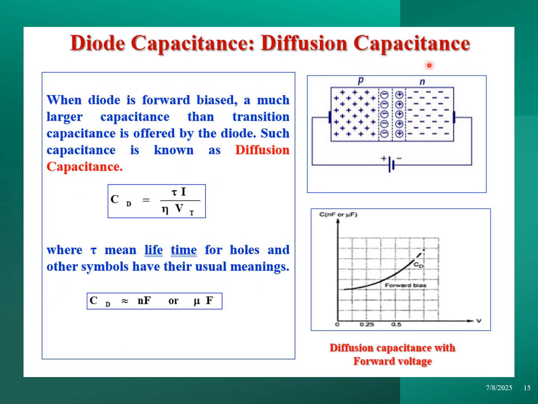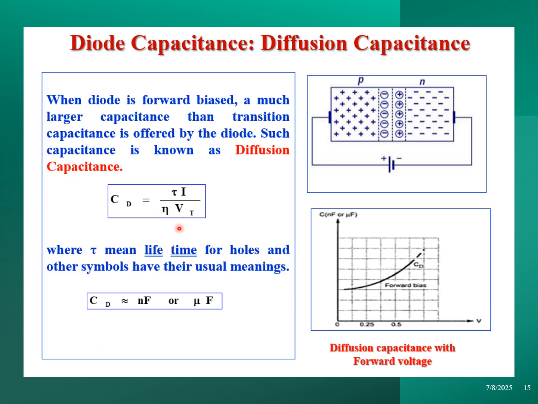Diffusion capacitance. In the forward bias, at the junction there are ions, positive charge and negative charge, and this is the dielectric material, the distance between the two plates. That capacitance is called the diffusion capacitance. Tau is the mean lifetime for the holes, and I is the current through the diode, that means the amount of charge carriers flowing from P to N and N to P. VT is the volt equivalent of temperature. Eta is the intrinsic semiconductor constant, which is different for silicon and germanium.